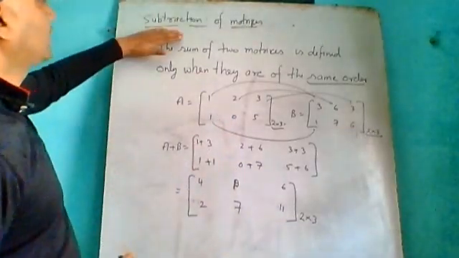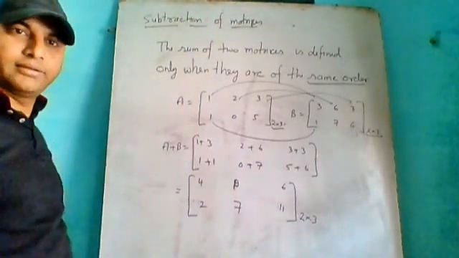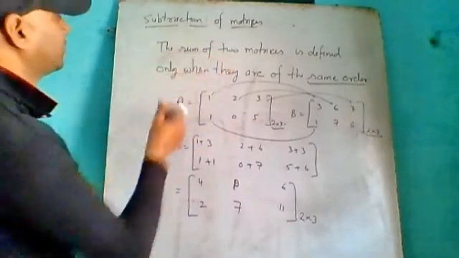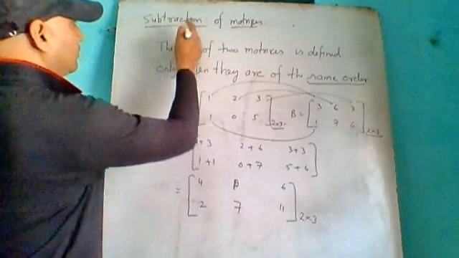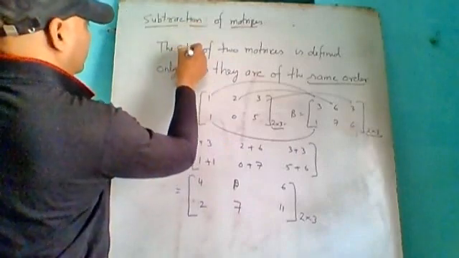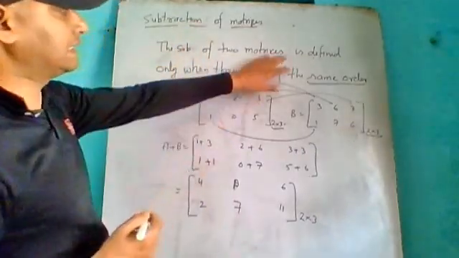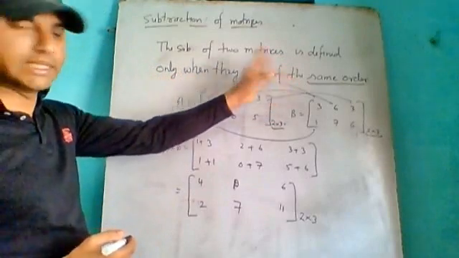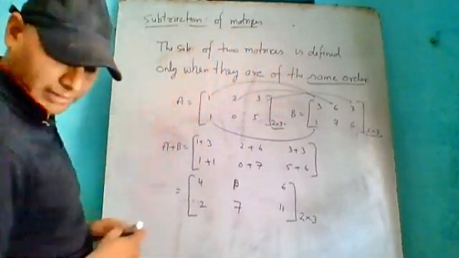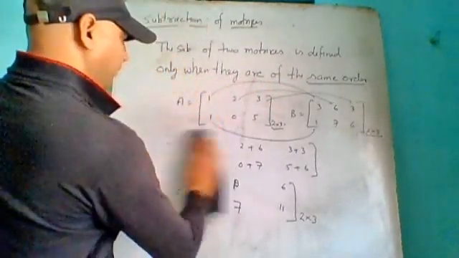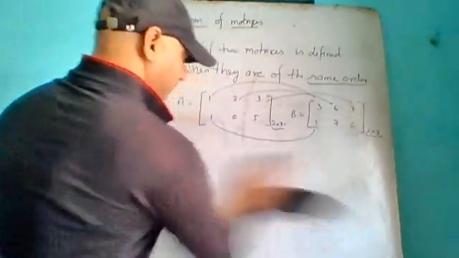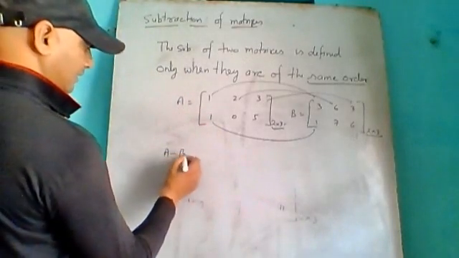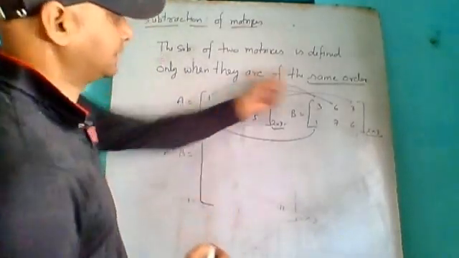Now, subtraction of matrices, right? Similar to addition. The difference, or subtraction, of two matrices is defined only when they have the same order, right? They have the same order. Suppose that you have two matrices here, A and B, then the difference is again taking corresponding elements.